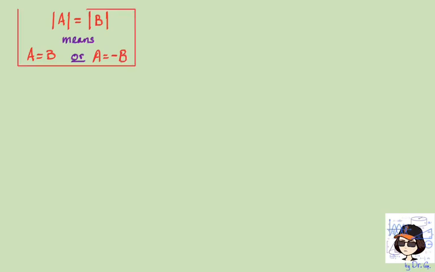So that's what I'm going to write here. The absolute value of A equals the absolute value of B just means that A and B are the same, A equals B, or A equals negative B. They're opposites of each other. Okay, so when you see two numbers have the same absolute value, there's only two possibilities. Either they're the same number or they're opposites of each other.